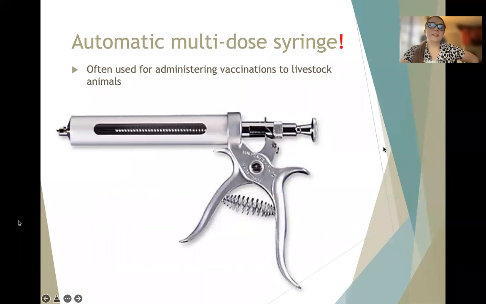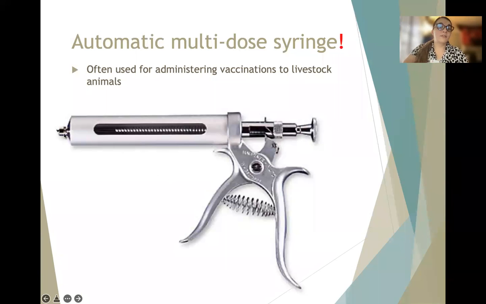So the first instrument here is an automatic multi-dose syringe. We will use this primarily in livestock medicine, especially with cattle, large herds of cattle, sheep, goat, even swine. What we can do with this multi-dose syringe is exactly that. We're going to be loading up multiple doses, usually anywhere between 30 to 50 doses, depending on what you're giving. And then we can vaccinate or give medication to the entire herd.